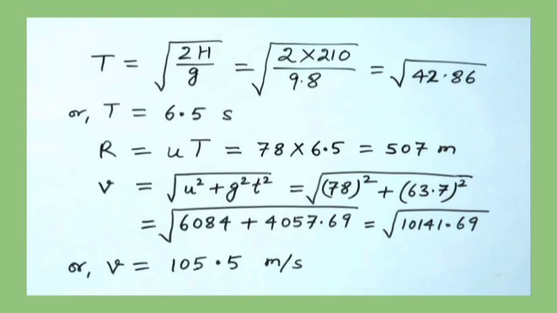As t = under root 2h by g = under root 2 into 210 by 9.8, which comes out equal to 6.5 second. The horizontal distance R = ut, which is equal to 78 into 6.5, and that comes out equal to 507 meter. Now the velocity with which the bomb reaches the ground is v = under root u square plus g square t square. Substituting the values and simplifying, v becomes equal to 105.5 meter per second.